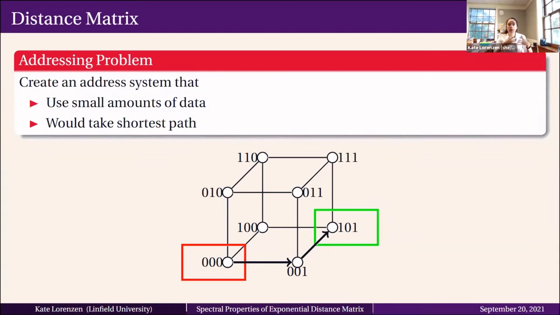Right, the idea is, can we do this with not just cubic graphs, but can we extend this idea of a Hamming code to any graph, right?